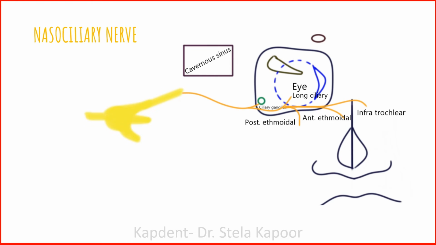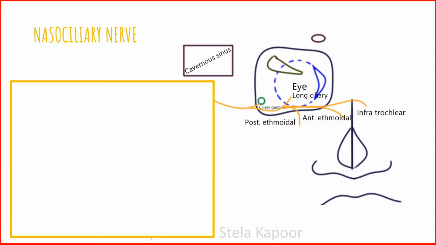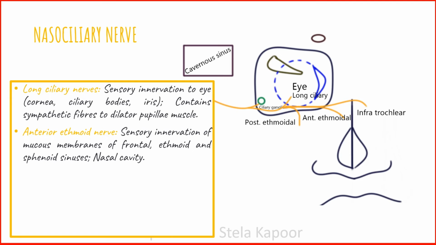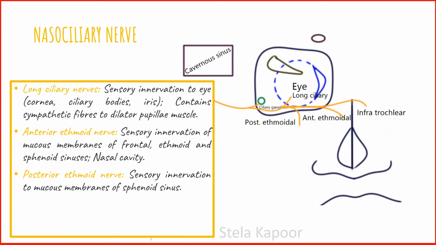The long ciliary nerves innervate the eye and contain sympathetic fibers to the dilator pupillae muscle. The anterior ethmoidal nerve innervates the mucous membranes of the frontal, ethmoid, and the sphenoid sinuses and the nasal cavity, while the posterior ethmoidal nerve innervates only the sphenoid sinus. The infratrochlear nerve innervates the bridge of the nose, the upper eyelid, and conjunctiva.